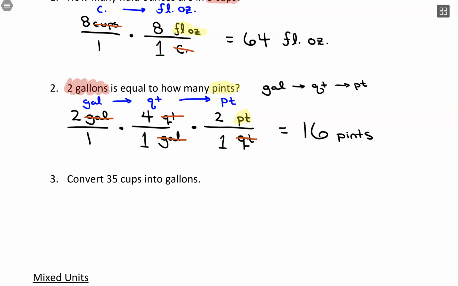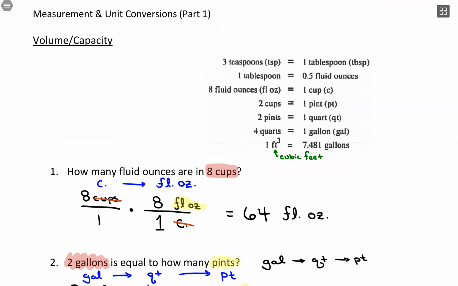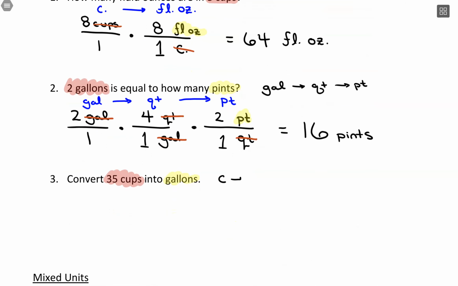All right, 35 cups is what we're starting with, and we're converting into gallons. So this is going to be kind of a long one, but better to do the messy ones together. So we're starting with cups, which we can change into pints, which we can change into quarts, which we can change into gallons. So with this one, we're going cups to pints to quarts to gallons.